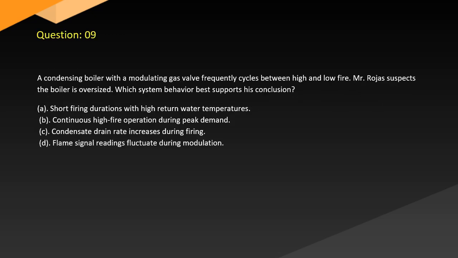Question 9. A condensing boiler with a modulating gas valve frequently cycles between high and low fire. Mr. Rojas suspects the boiler is oversized. Which system behavior best supports his conclusion? A. Short firing durations with high return water temperatures. B. Continuous high fire operation during peak demand. C. Condensate drain rate increases during firing. D. Flame signal readings fluctuate during modulation.